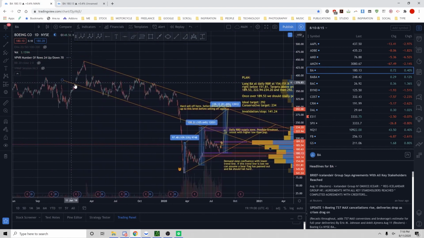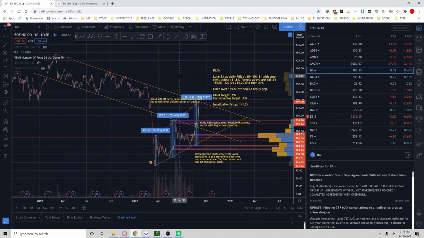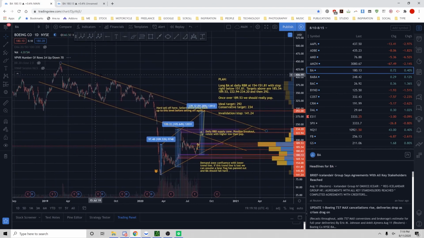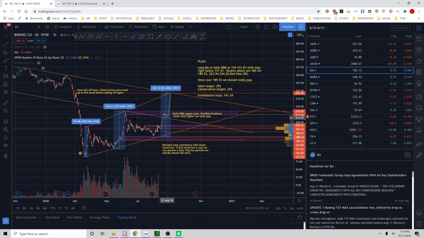I also drew this lower channel here, just to connect these two channels. Sometimes a channel like this would have some sort of reaction, but to be honest, this channel is much stronger in my opinion. So let me know if you have any questions about this particular setup, this game plan.